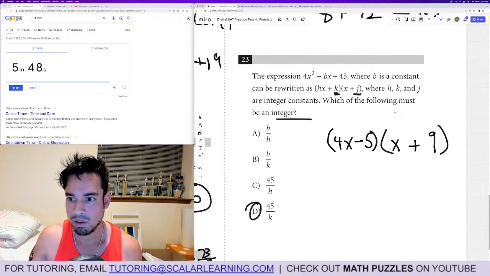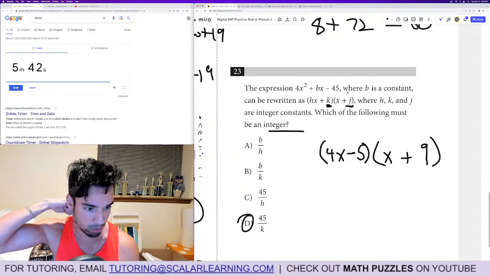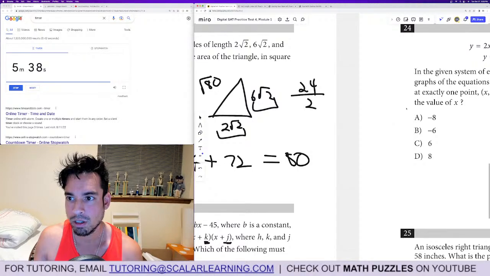Oh my God. Oh, you know what would have been faster is to FOIL it, actually, and set it equal to this. That would have made more sense. That would have been more clarifying, but it is what it is. Pretty hard question. All right, 24.